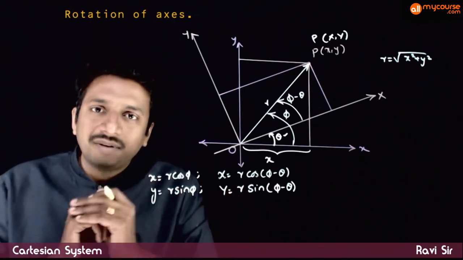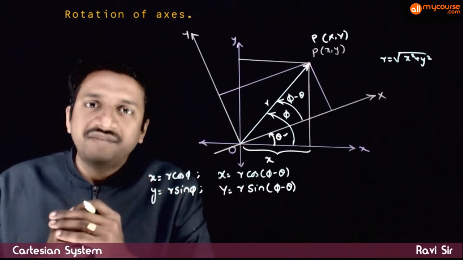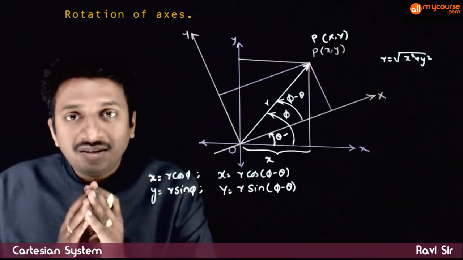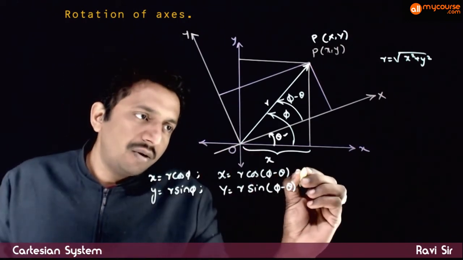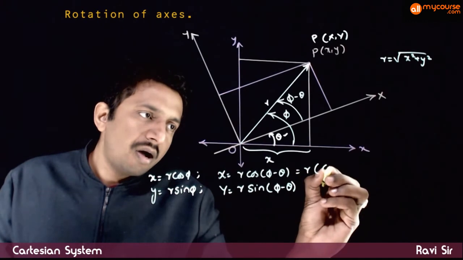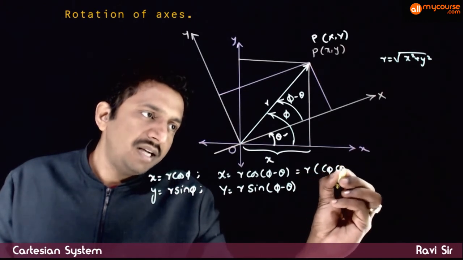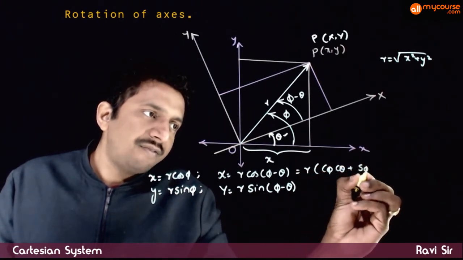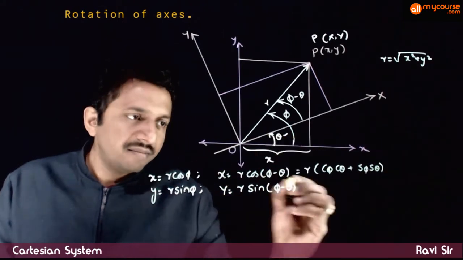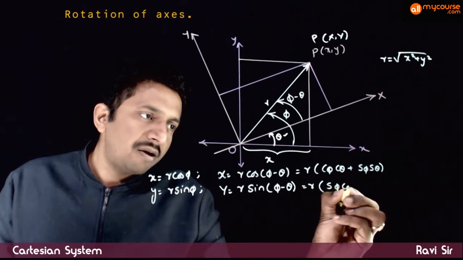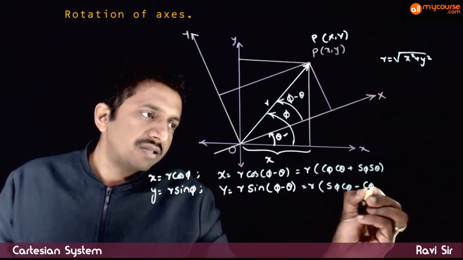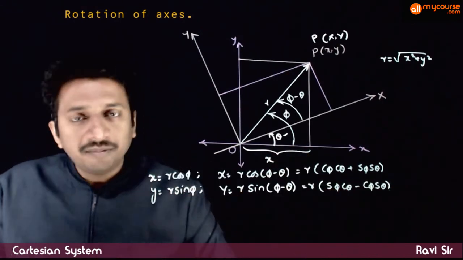Now once you have these four equations, you have the derivation with you by using the compound angle formulas in trigonometry. Capital X is equal to r times cos phi cos theta plus sine phi sine theta. Capital Y is equal to r times sine phi cos theta minus cos phi sine theta.